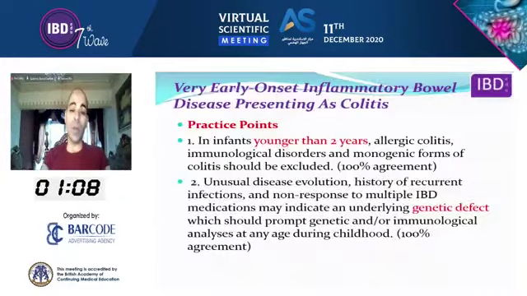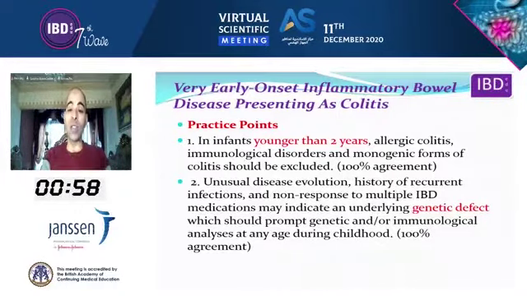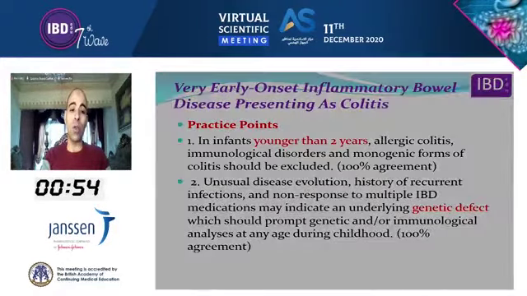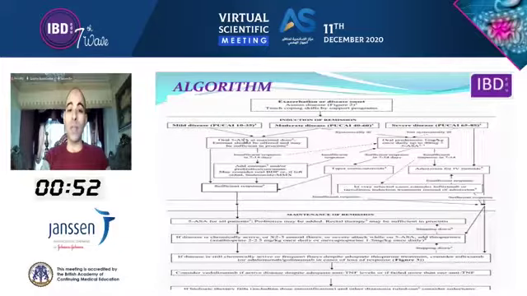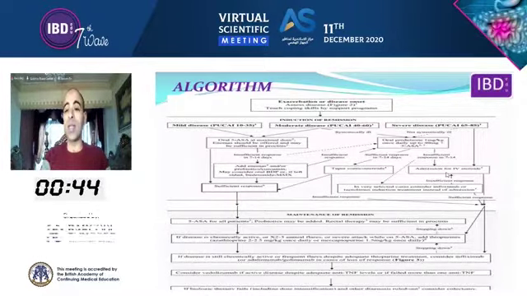Very early onset IBD in children less than 2 years. We must exclude allergic colitis, immunological disorders. The underlying genetic defects also should be searched for. This is the algorithm for treatment. This is a summary of what I said before about use of 5-ASA, steroids, thiopurines, and biologics.